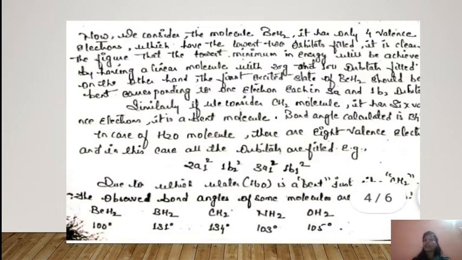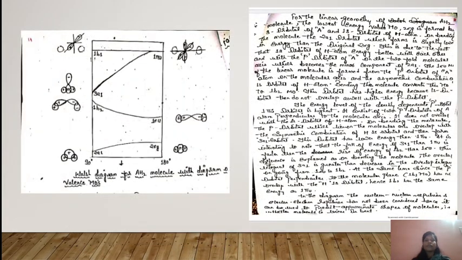Now we consider the molecule BeH2. It has 4 valence electrons. Now the geometry of the molecule can be considered as linear or as bent, which have the lowest two orbitals filled. It is clear from the figure that the minimum energy will be achieved by having a linear molecule with 2 sigma g and 1 sigma u orbitals filled in this diagram. For the linear molecule it is 2 sigma g. When it is bent, it will go to 2 sigma A. So we are talking about when it is bent from linear to bent.